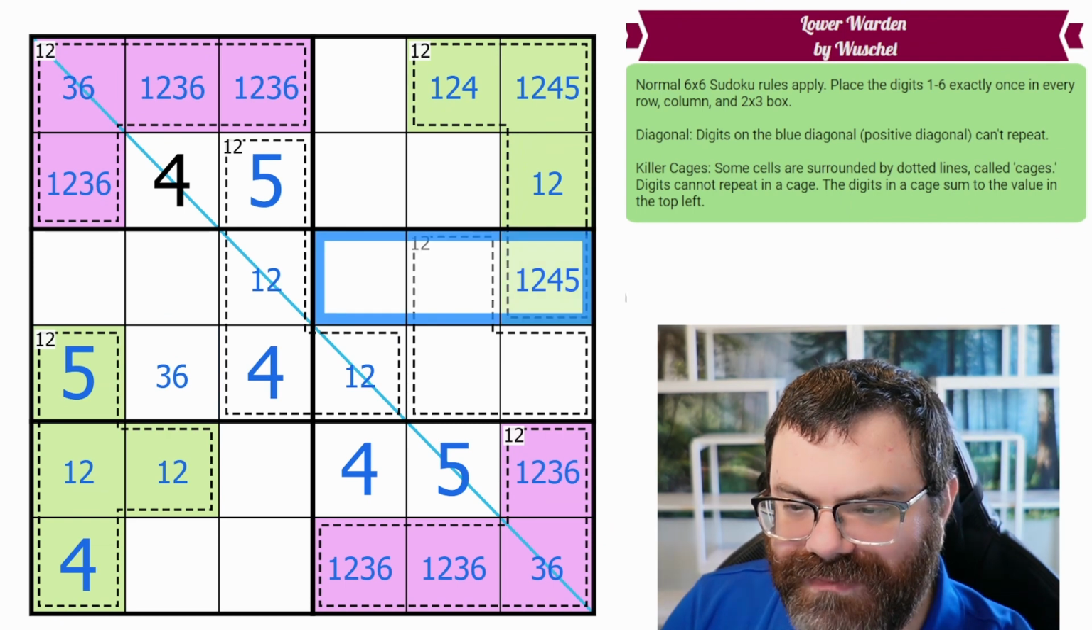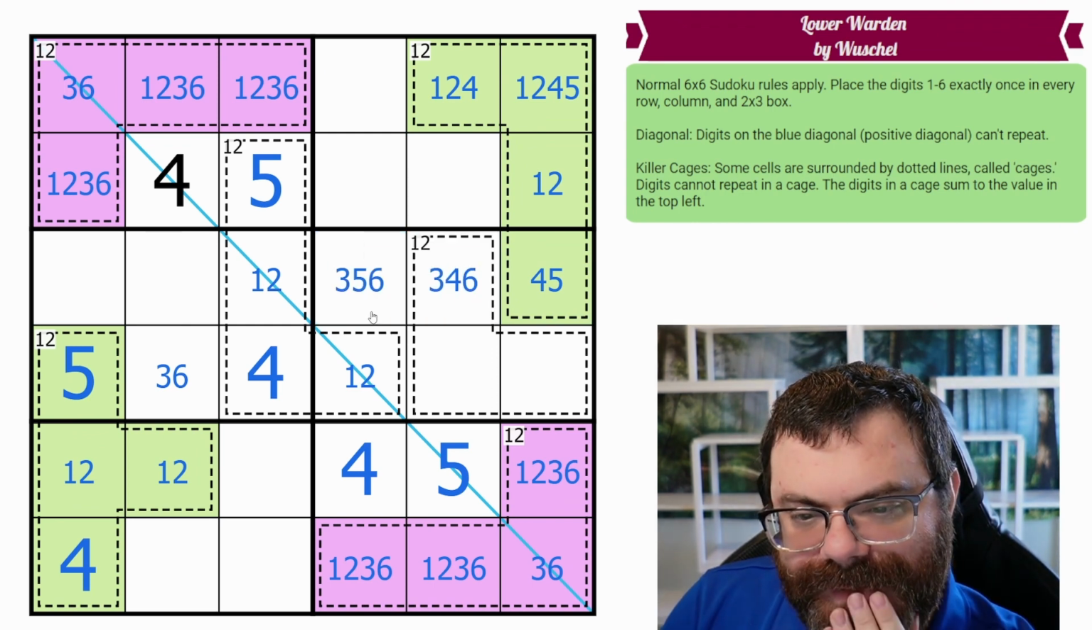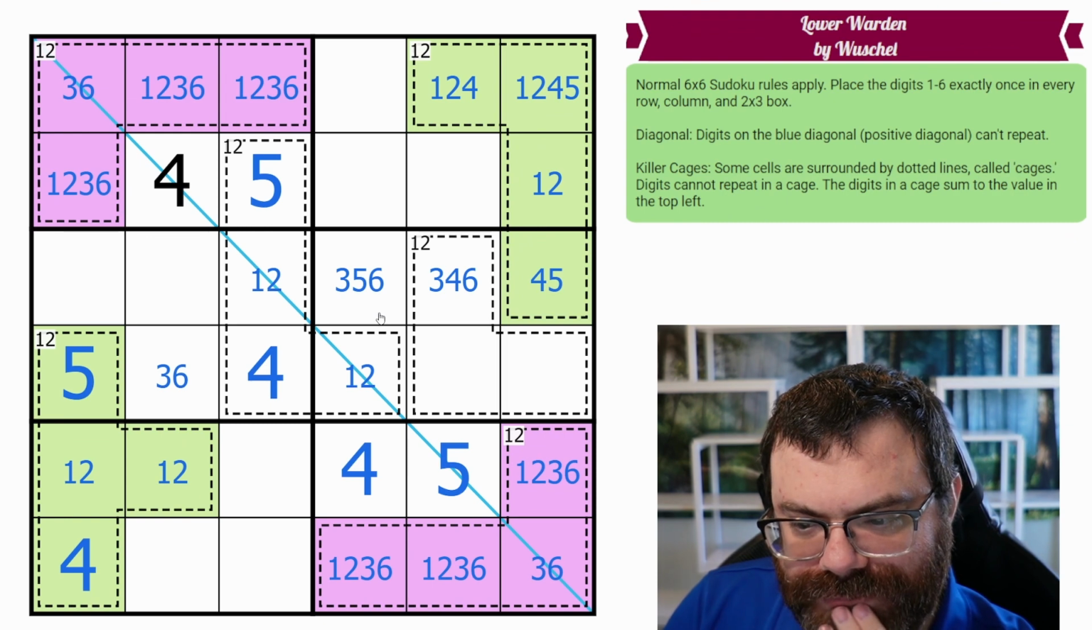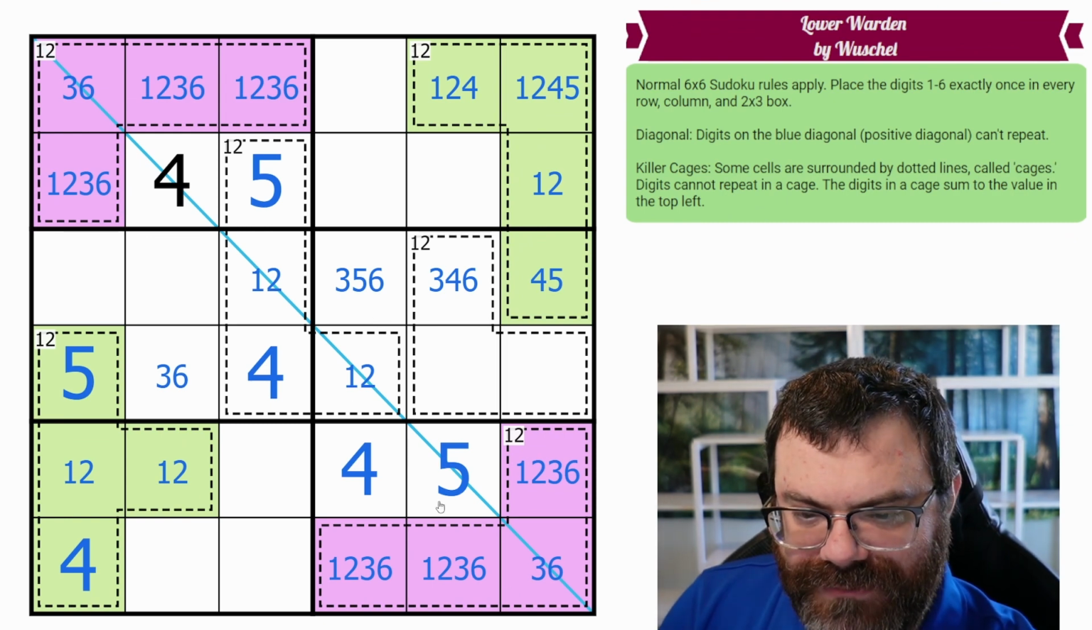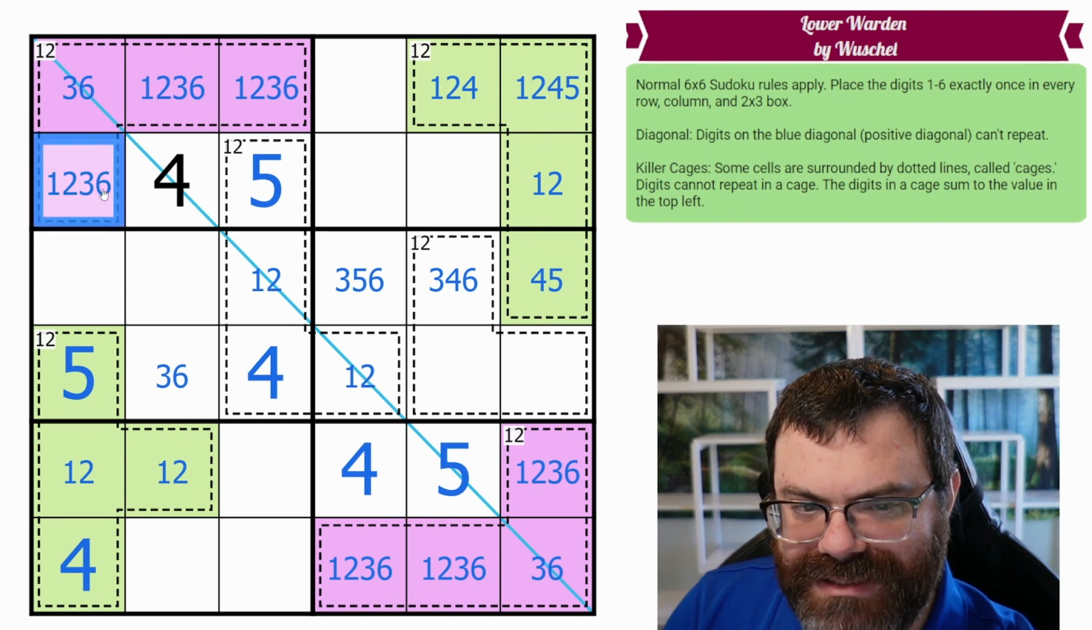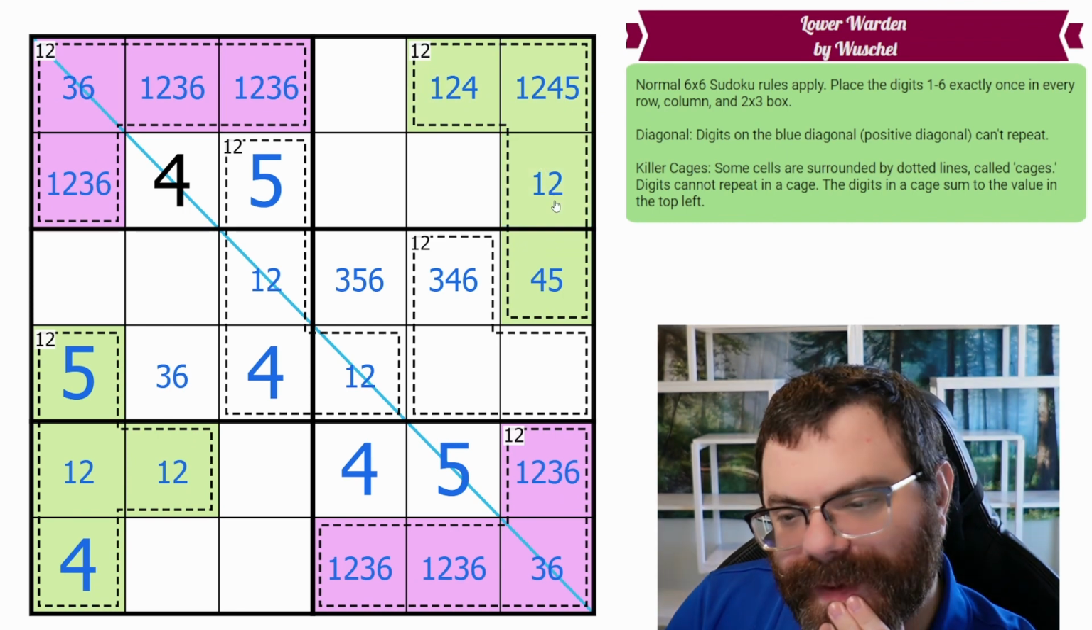And these cells can't be 1 or 2. So this is not 1 or 2. These aren't 1 or 2, so these are from 3, 4, 5, 6. We can clean that up a little bit. Okay. So what did we get from all that? This cell here needs to go in this row. I guess it could be a 1 or 2 though.